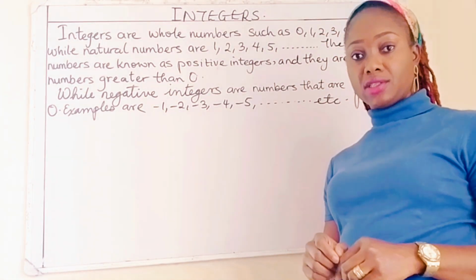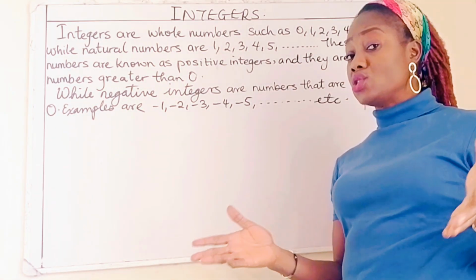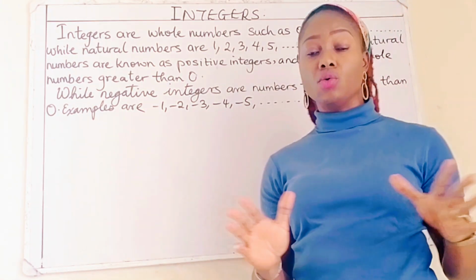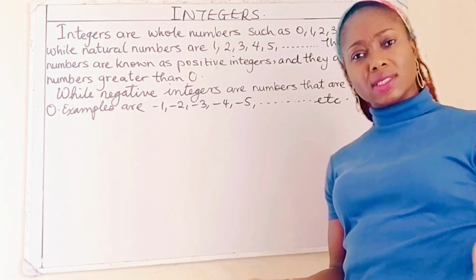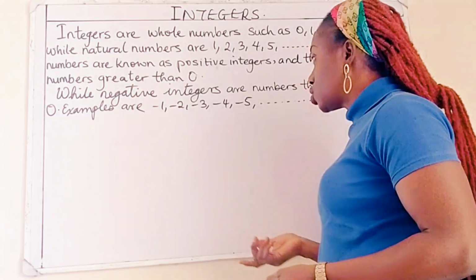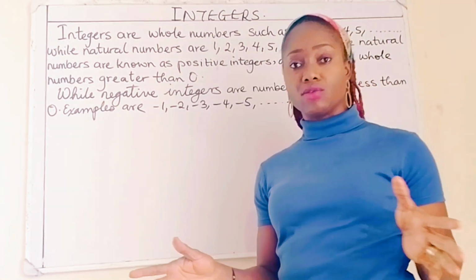positive integers. Okay? While the negative integers are those numbers that are below 0 or less than 0. And what are those numbers? We have -1, -2, -3, -4, -5, and thereabouts.